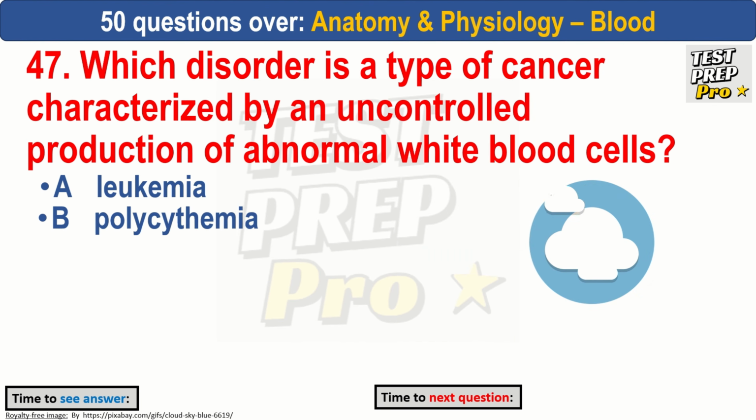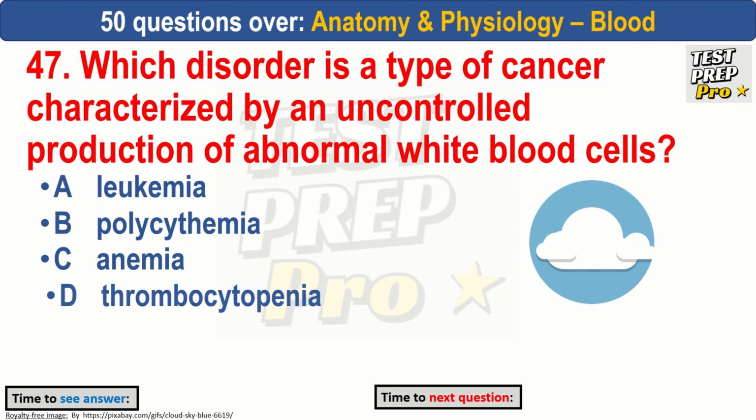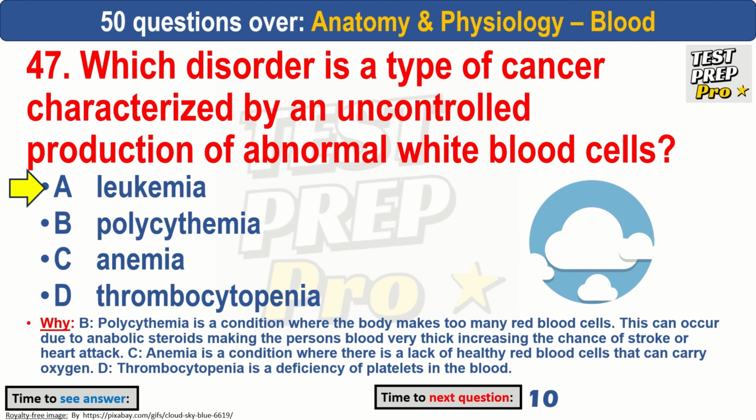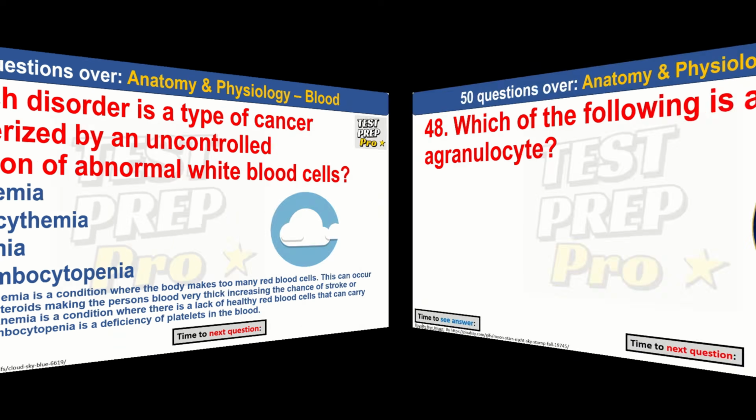Which disorder is a type of cancer characterized by an uncontrolled production of abnormal white blood cells? Is it A, leukemia, B, polycythemia, C, anemia, or D, thrombocytopenia? So for this, you have lots of white blood cells that are not helping you, but you have lots of them. That's leukemia. So again, an abundance of white blood cells, but it doesn't mean you have a super immune system, just lots of white blood cells that are reproducing like crazy and not helping you.